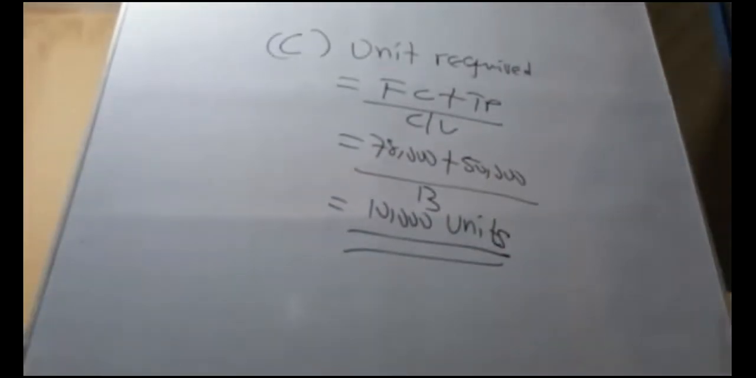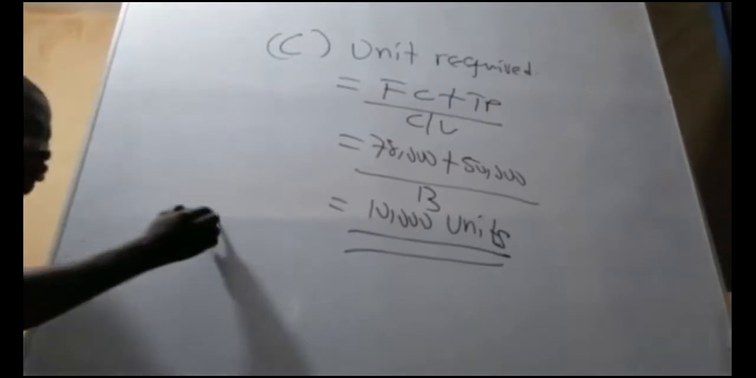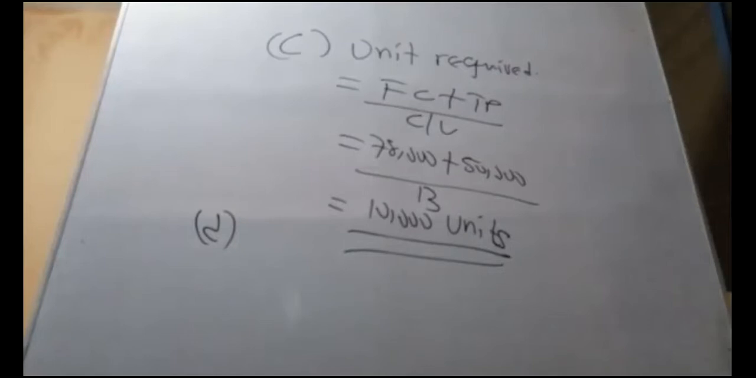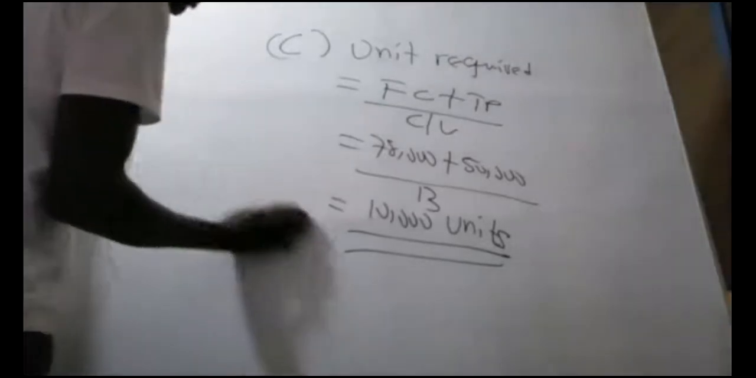Okay, so that is it. Perfect. Now let's go to the D. As usual, you are doing the question. So we are going to D, and then we are done for break even.